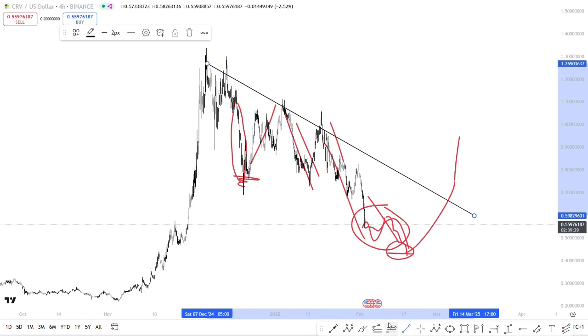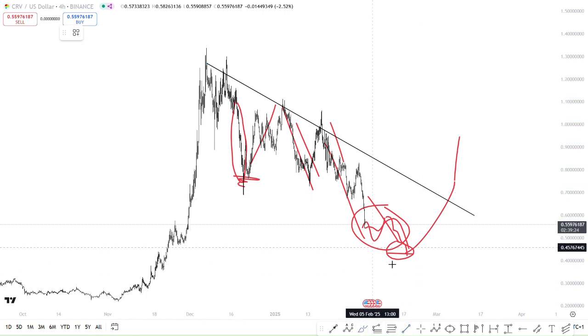But yeah, just take it easy. It's not financial advice. Hopefully this type of wave structure to be expecting at the bottom of the market is helpful. Like I say, it's Curve. It doesn't have to be Curve that you're analysing. There's a lot of coins that look like this.